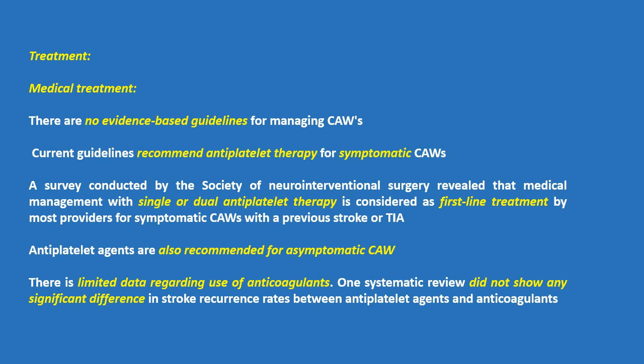A survey conducted by the Society of Neurointerventional Surgery revealed that medical management with single or dual antiplatelet therapy is considered first-line treatment by most providers for symptomatic CAWs with a previous history of stroke or TIA. Antiplatelet agents are also recommended for asymptomatic CAW. There is limited data regarding use of anticoagulants. One systematic review did not show any significant difference in stroke recurrence rates between antiplatelet agents and anticoagulants.